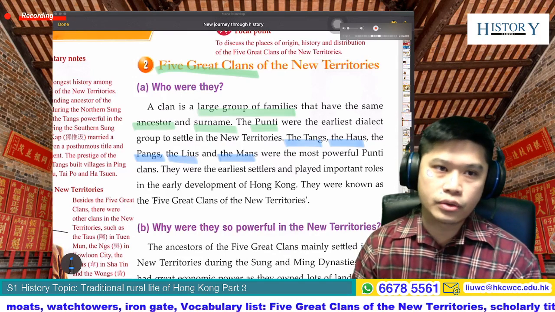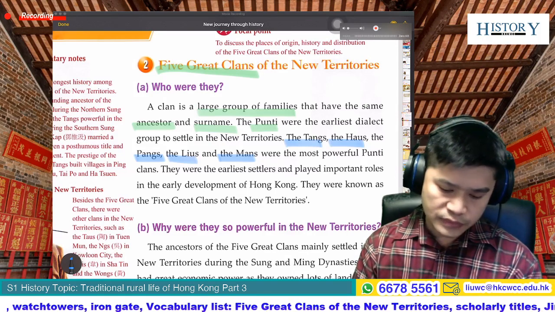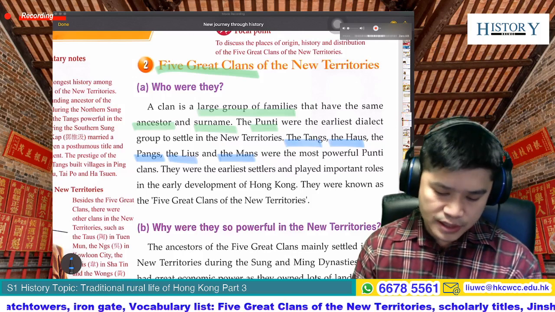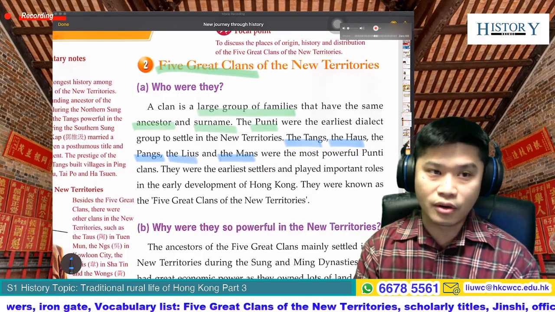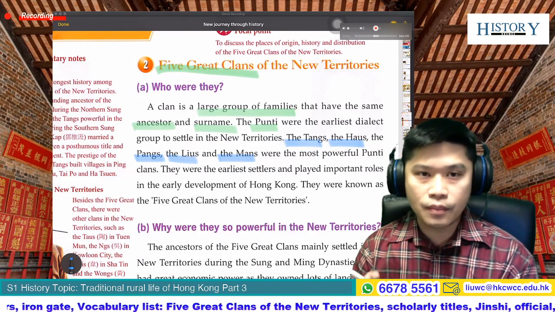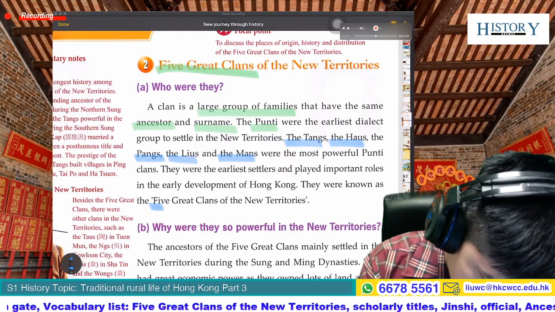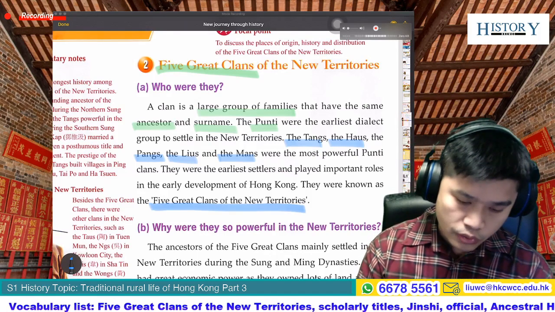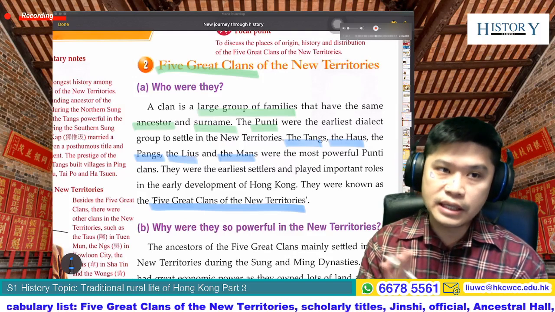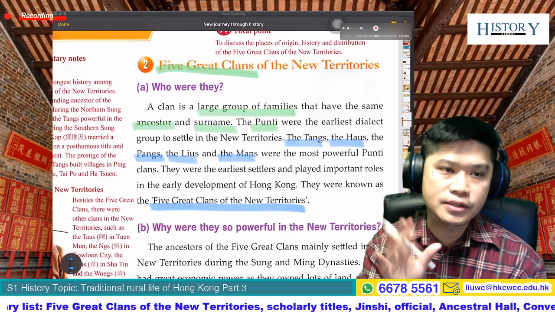佢哋五個係五個最主要比較有勢力、有影響力嘅五個姓族嚟嘅. And also they were the earliest settlers in the new territories and played an important role in the early development of Hong Kong. Okay, so that's why we may regard them as the five great clans of the new territories. So therefore, here, who are they? Okay, so the five families.